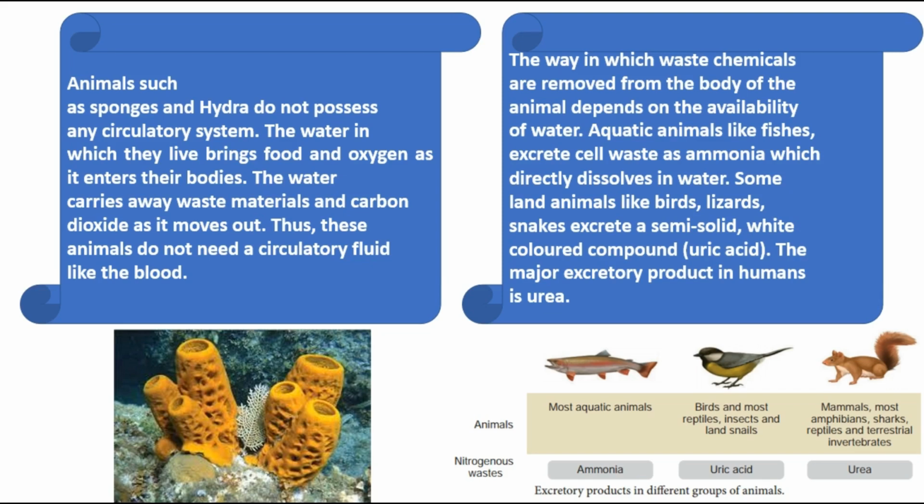Then again, we have some land animals like birds, lizards, snakes. Now, these animals do not have that much water. So what they do is they excrete a semi-solid, white colored compound, not much liquid, unlike our urine. And this compound that they secrete is uric acid. The major excretory product in humans is urea in our urine.